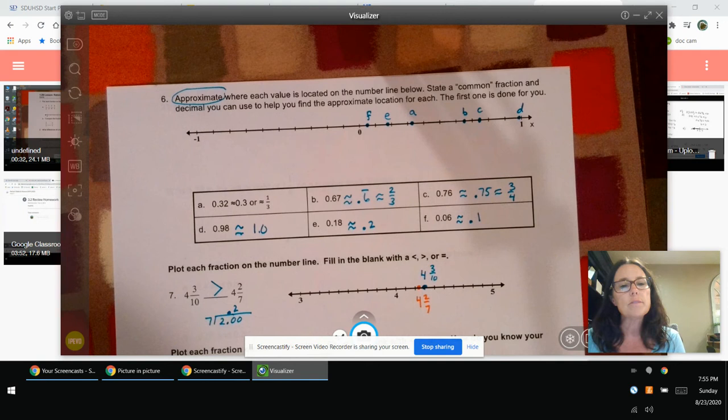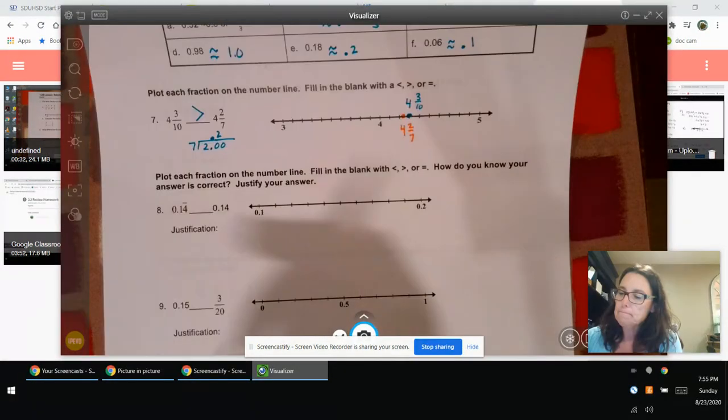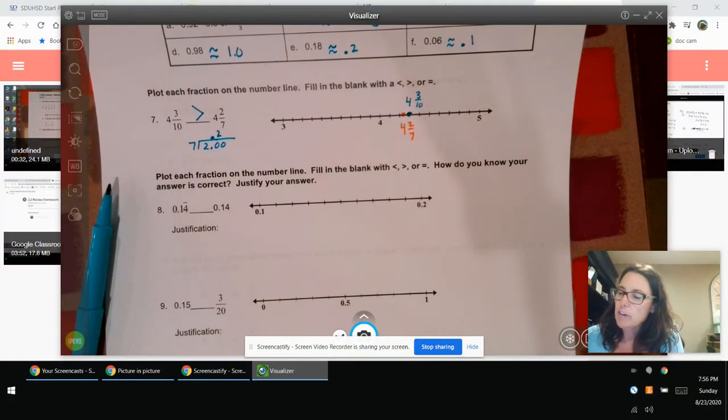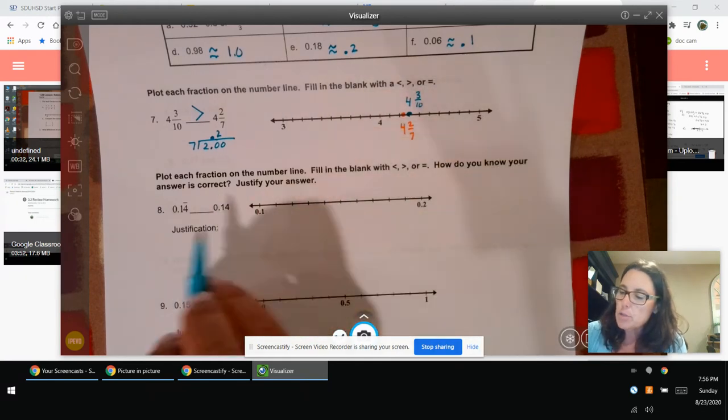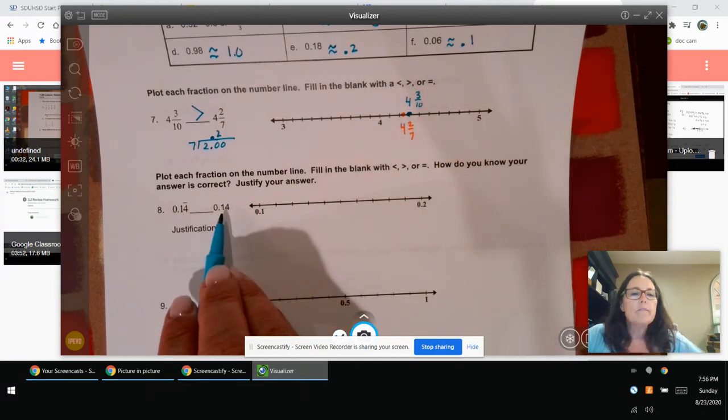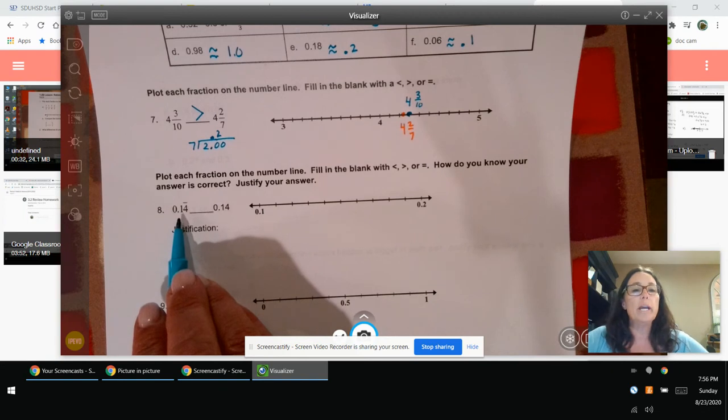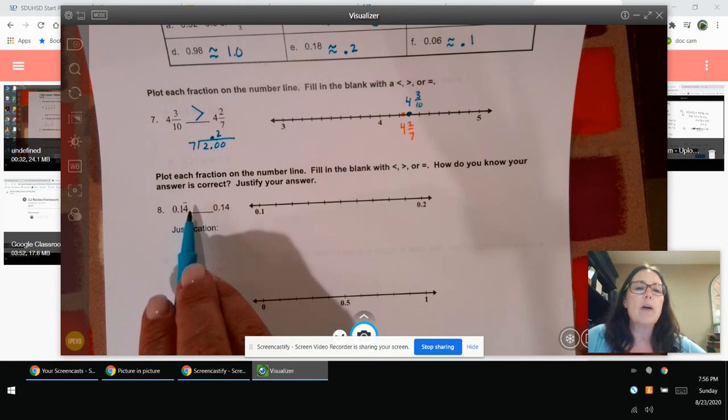Okay. All right, let's go ahead, direction shift just a touch here. It says to plot each fraction on the number line, fill in the blank with is less than, is greater than, or is equal to. How do you know your answer is correct? Okay, so we know that this guy is 0.14000. We know that this guy is 0.1444.